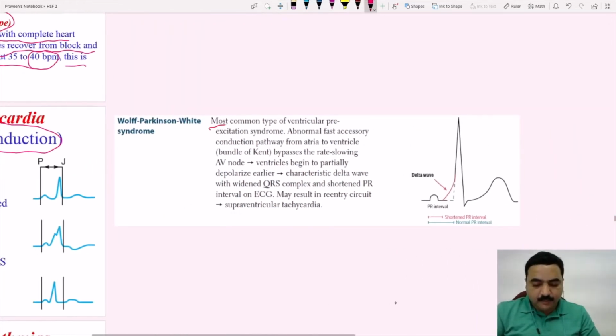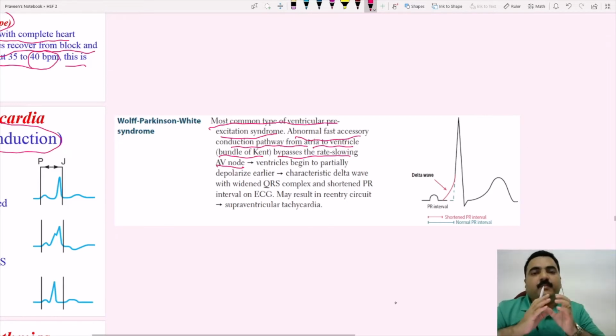This is the most common type of ventricular pre-excitation syndrome. Pre-excitation means the ventricle is getting activated early. There is an abnormal fast accessory conduction pathway from the atria to the ventricle. The most common one is the bundle of Kent, which bypasses the rate-slowing AV node. The major role of the AV node is slowing down, because we don't want the impulse from the SA node to go immediately to the ventricle; we want time for the atrium to complete the contraction and then the ventricle should start contracting. But now that delay is not there because of this additional bundle.